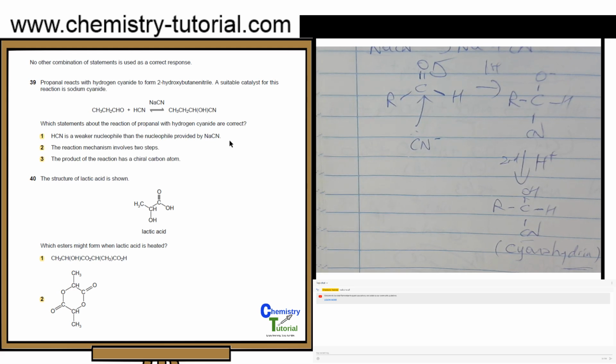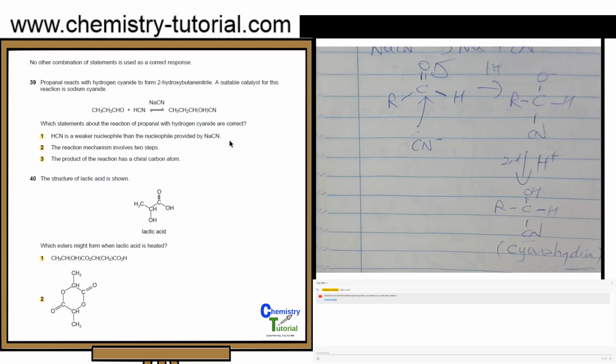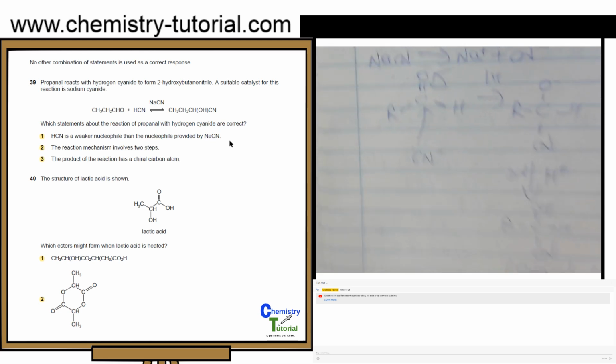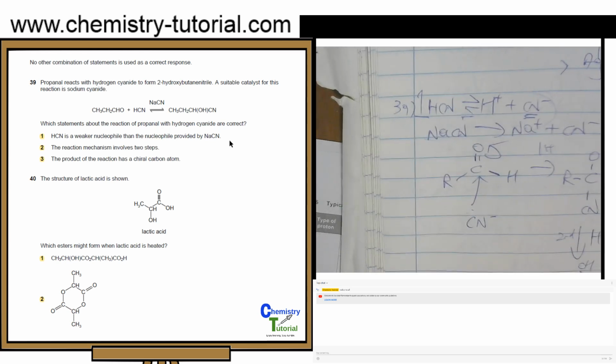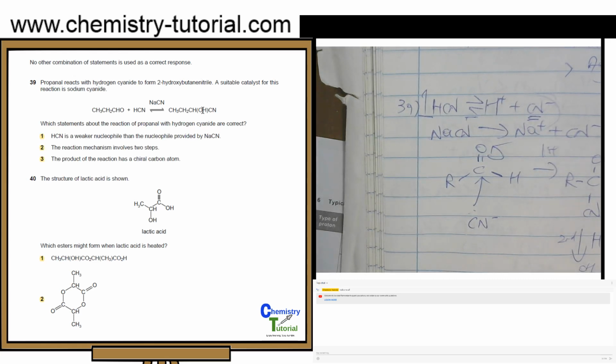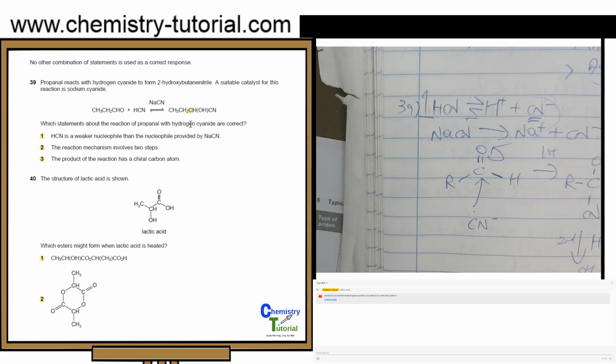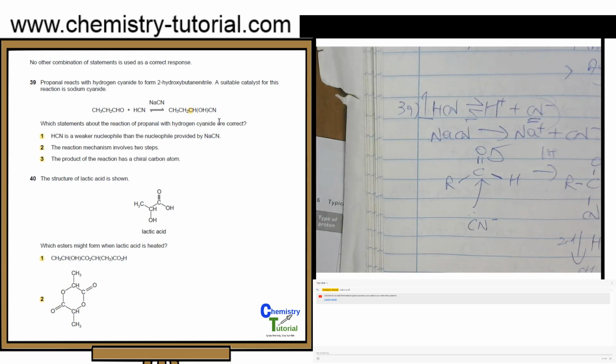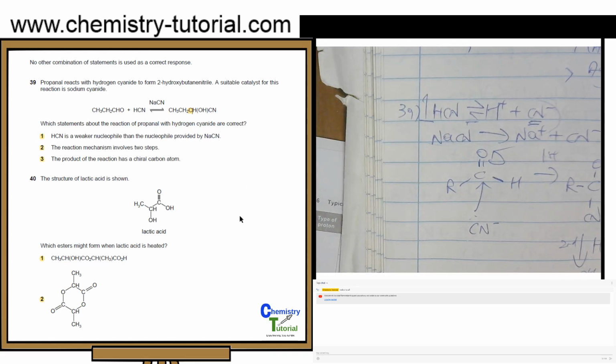Now, the product of the reaction has a chiral carbon atom. Yes, if you see your product, it is a 2-hydroxybutanenitrile. This carbon itself, okay, let me just highlight it, is a chiral carbon because it's connected to 4 different substituents: your ethyl substituent, your hydrogen substituent, your OH substituent, and a CN substituent. If you can't see it like this, draw the molecules, and you know what I mean. So therefore, all the 3 options are correct.